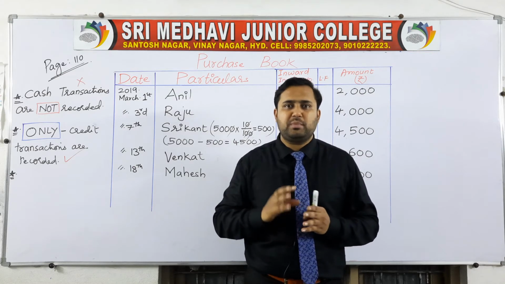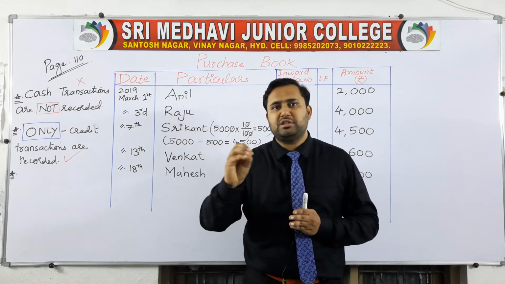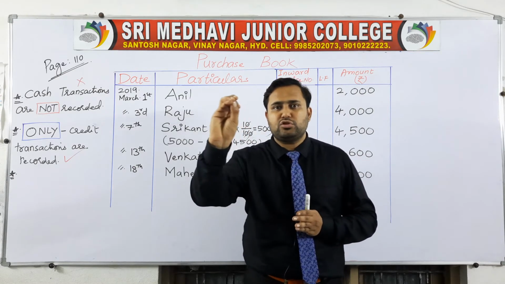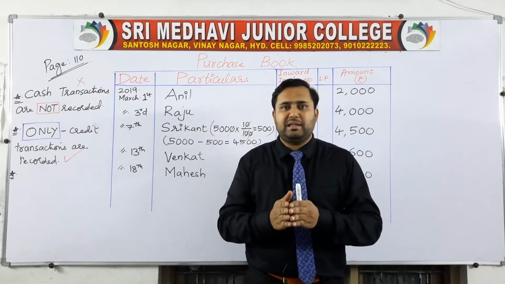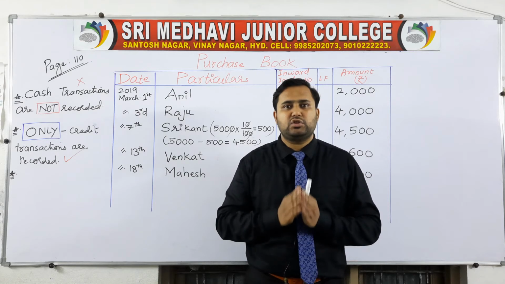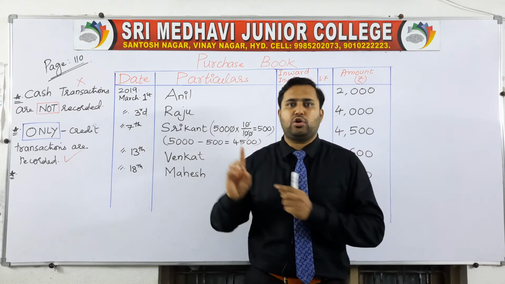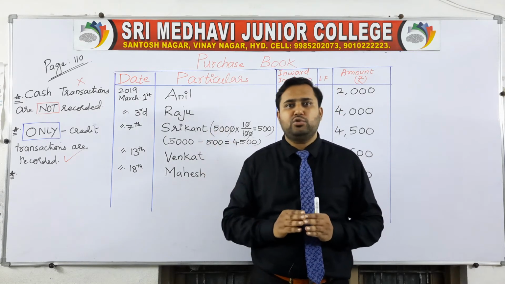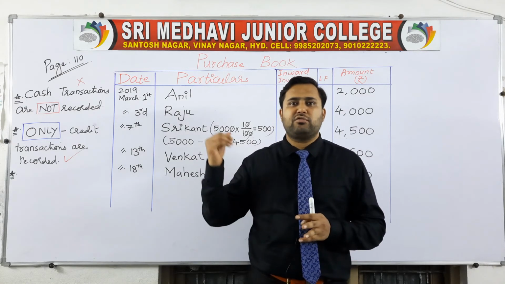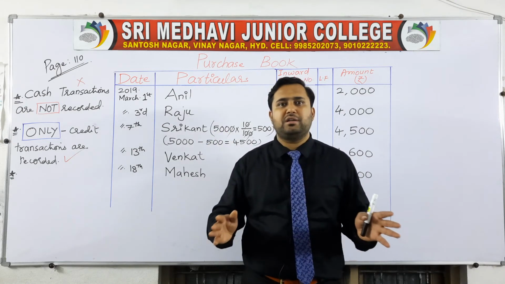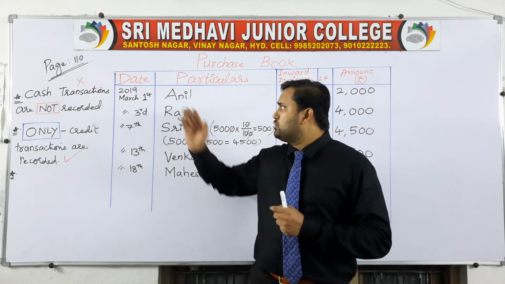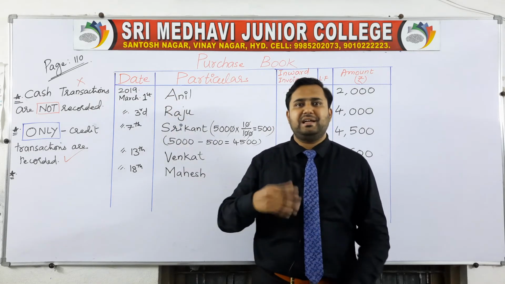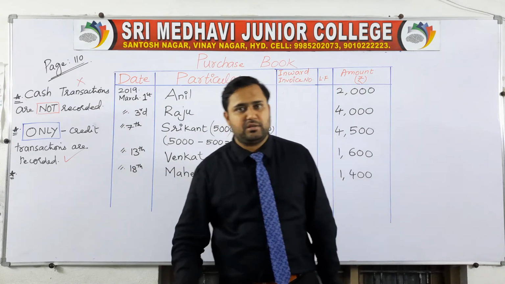We do not know the goods, but we know the value. The value is 3,000 rupees. You paid 3,000 rupees in cash and purchased some goods. So, after paying cash, this transaction is going to the cash book but not the purchase book. So, you need to eliminate this transaction from the purchase book. Do not record this transaction of 24th of March 2019 because it is a cash transaction.